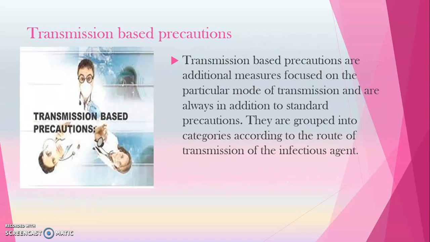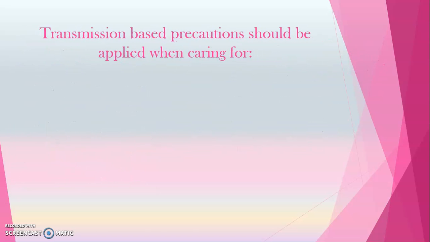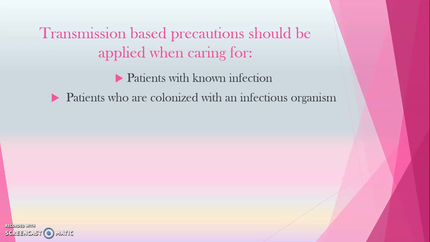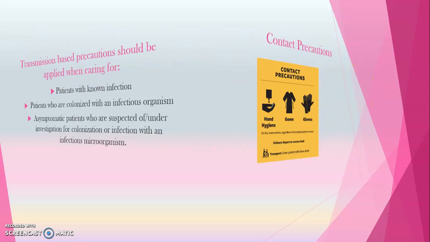Transmission-based precautions. Transmission-based precautions are additional measures focused on the particular mode of transmission and are always in addition to standard precautions. They are grouped into categories according to the route of transmission of the infectious agents. They should be applied when caring for patients with known infection, patients who are colonized with an infectious organism, and asymptomatic patients who are suspected of, or under investigation for, colonization or infection with an infectious microorganism.